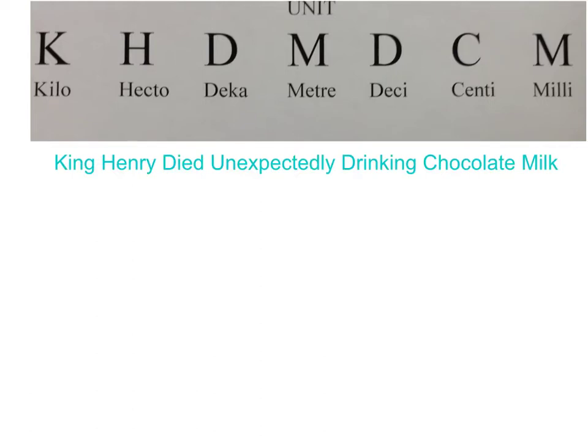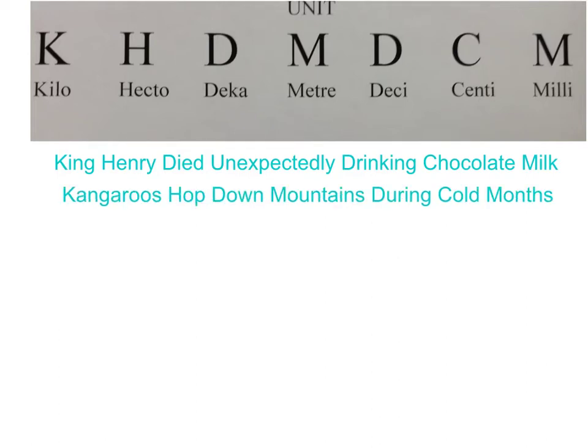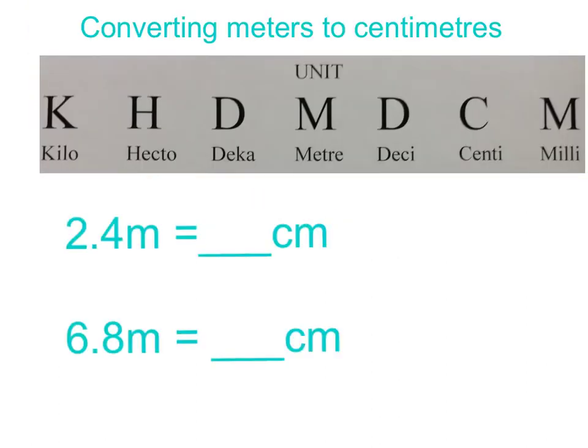For remembering units of measure in order, most people use King Henry died unexpectedly drinking chocolate milk. The K is for kilometer. The H is for hectometer. The D is for decameter. The U is for unit, which in this case is meter. The D is for decimeter, the C is for centimeter, and the M is for millimeter. We created our own, but it is only used for length. Kangaroos hop down mountains during cold months.